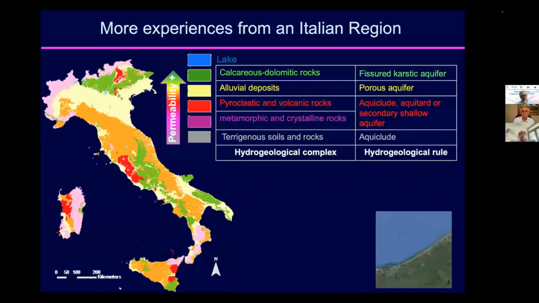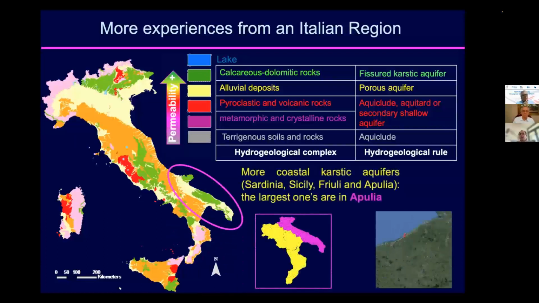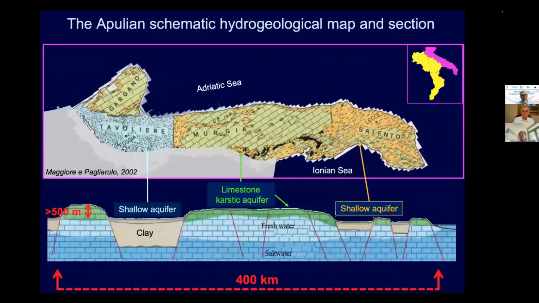Moving to some experience, we operate mainly in southern Italy, in the Apulia region, where very large and deep limestone coastal aquifers are located, the largest that are available in Italy. They suffered, of course, from seawater intrusion. This is a section; the aquifer is very large and deep. The depth to groundwater can be more than 400 meters, for example.